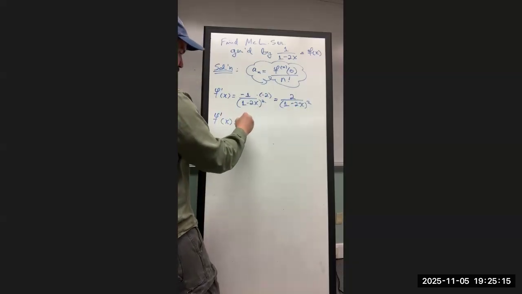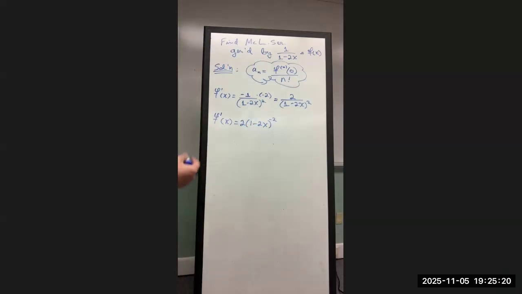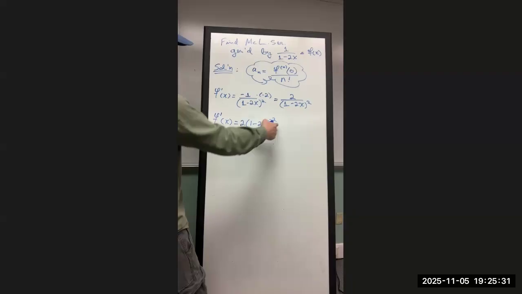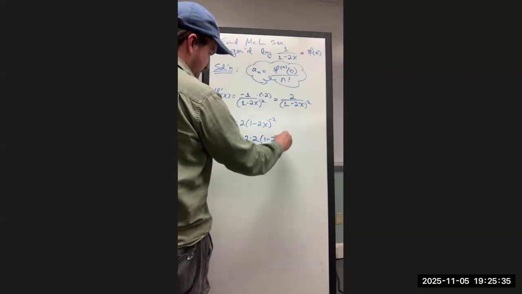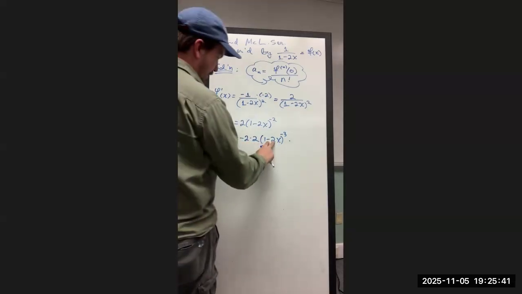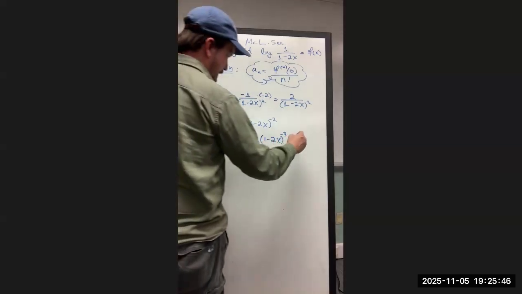What is f prime? F prime is 2 times 1 minus 2x to the negative 2 power. We want to take the derivative of that to get the second derivative. So what are we going to get? We're going to get negative. There's already a 2 there. We'll get another 2, a negative 2. This will now be to the negative third power. And then we will get another negative 2 coming out from the derivative of the interior.